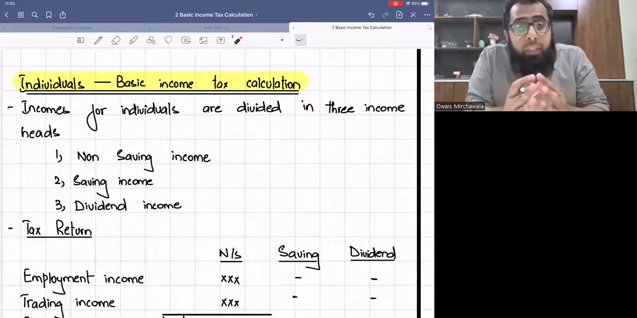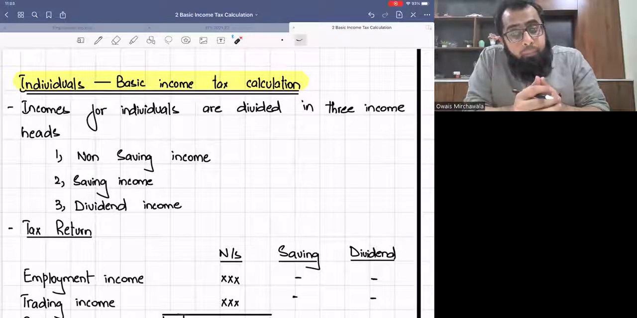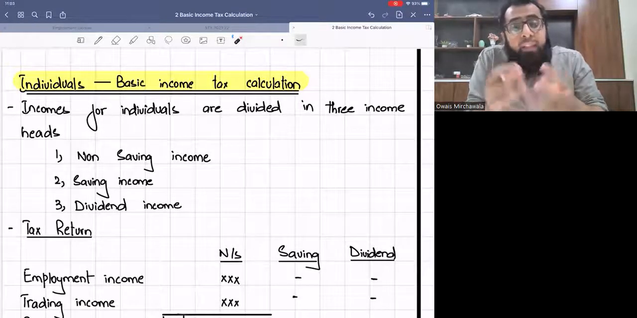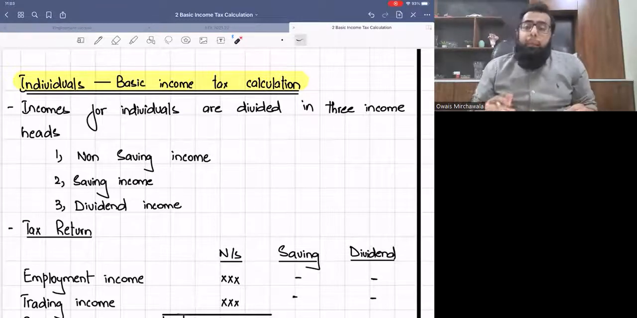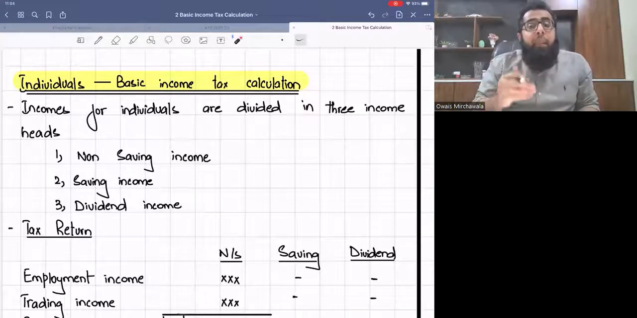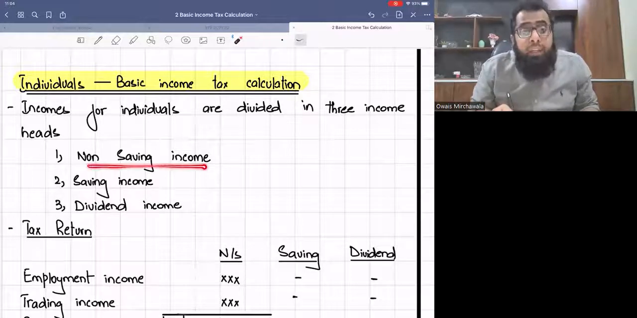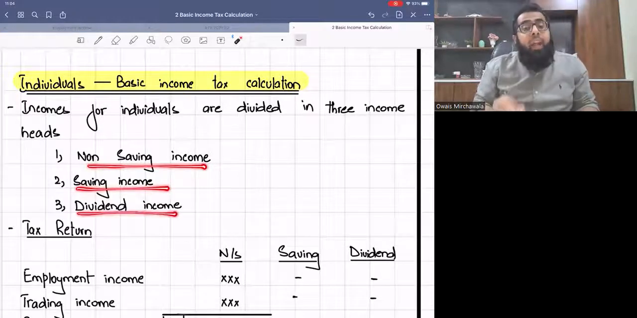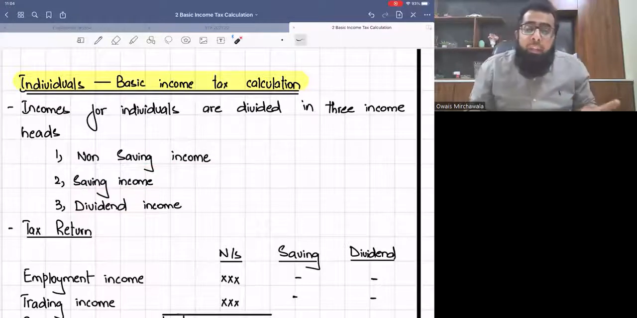Now, you people must be thinking why these three heads of income are created. Why has the tax department divided the income into these three tax heads? Basically, the concept is that for every head of income, a separate rate of tax is used. Like for non-saving income, the rates of tax are different. For saving income, the rates of tax are different. And for dividend income, the rates of tax are different.